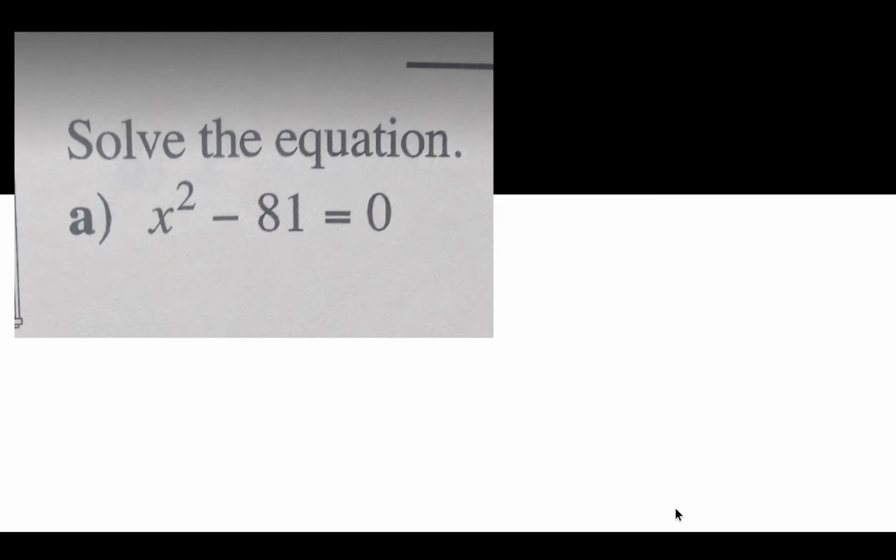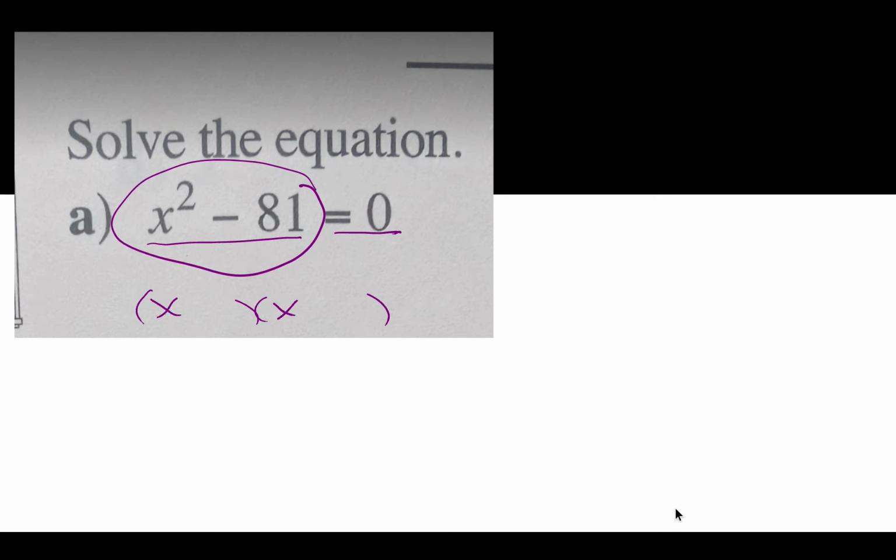So with this first one, when it says solve the equation, notice that we now have our binomial set equal to 0. What this means is that we want to factor this side, and then you set each factor equal to 0 because we want to see what values of x would make everything equal 0. So we want to recognize that this is a difference of squares, so it would factor into x and x. The root of 81 is 9, and then one of these has to be positive, one of these has to be negative, and that will equal 0.